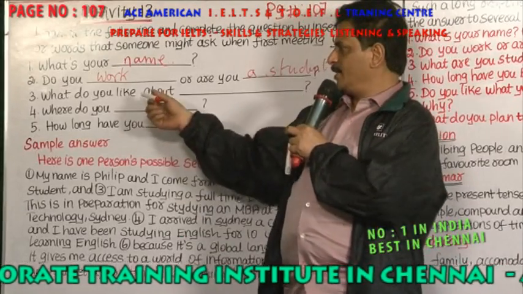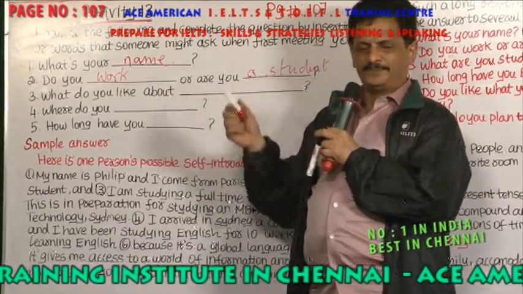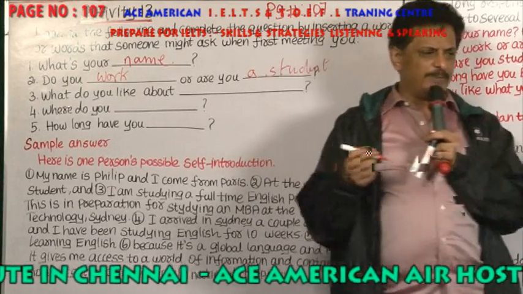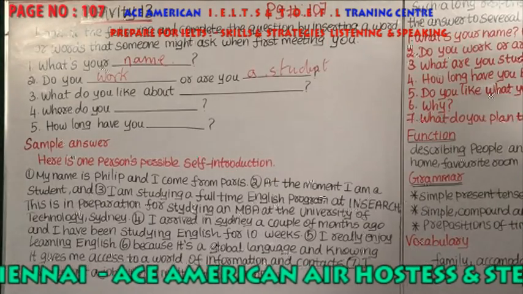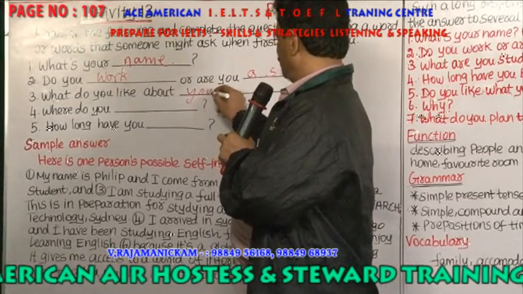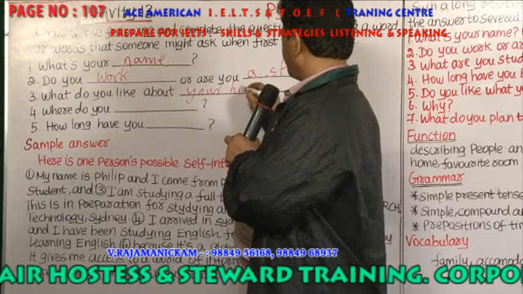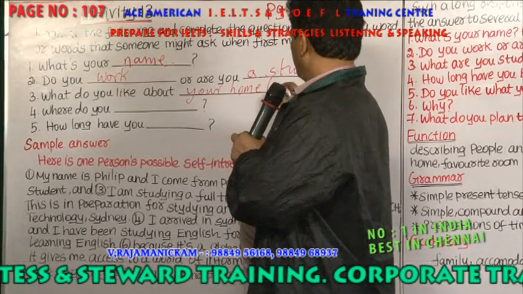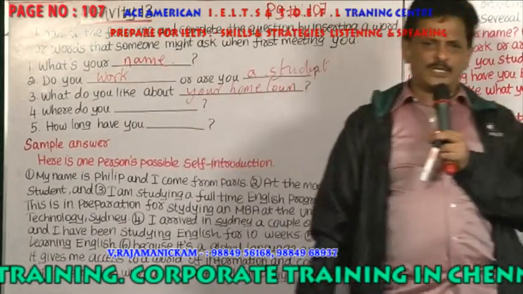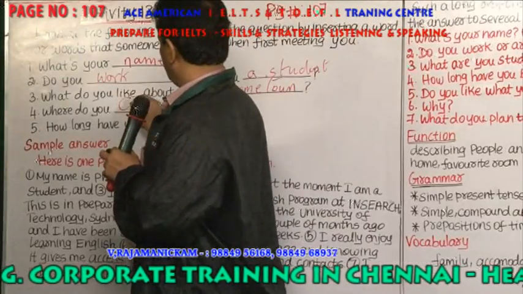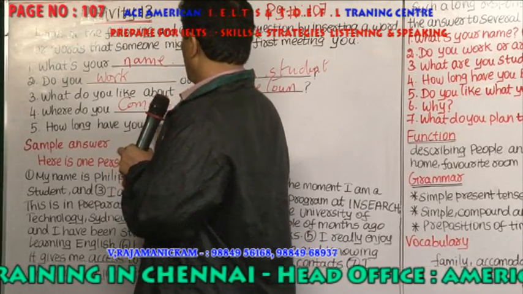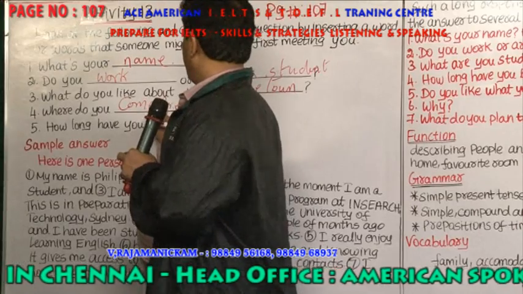Right. Third, what do you like about your hometown? How do you say what do you like about? Your hometown. What do you mean by hometown? The place you live in. Where do you come from? How long have you been here?